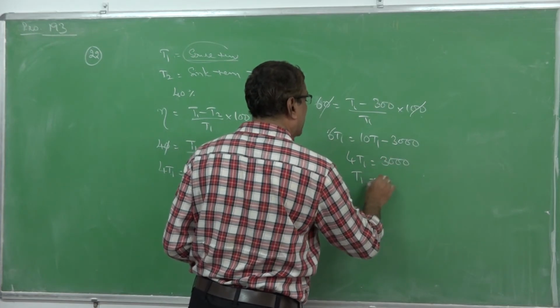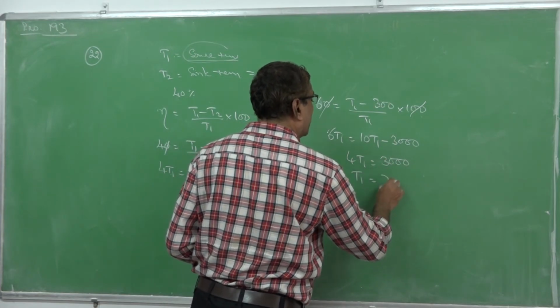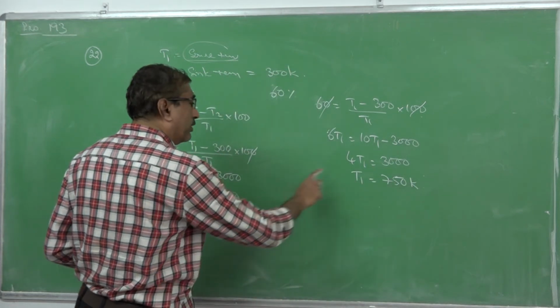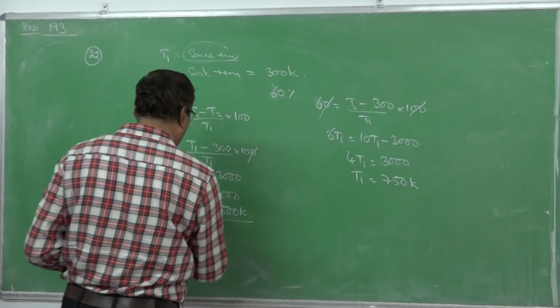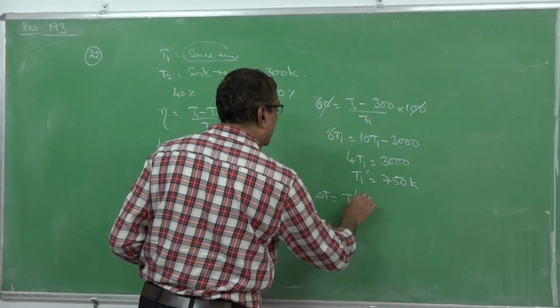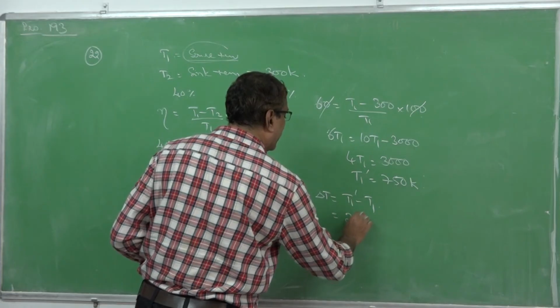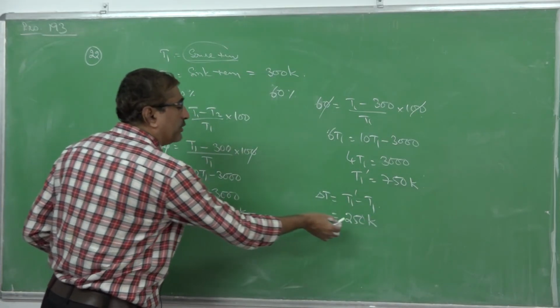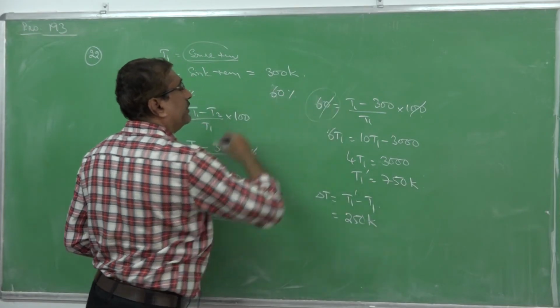T1 is equal to 750. Okay. So the change that we have to give is T1 to T1 dash. So the change delta T that we have to make is 250 K. That means if we increase further by 250 K, we will get an efficiency of 60%.